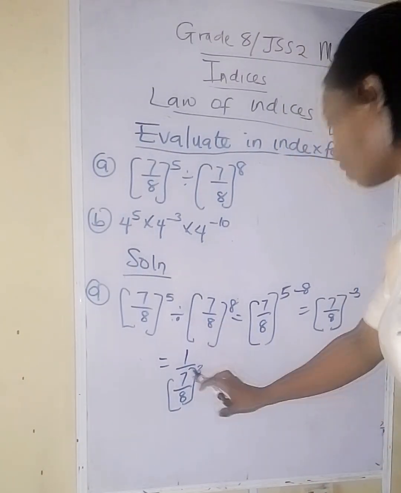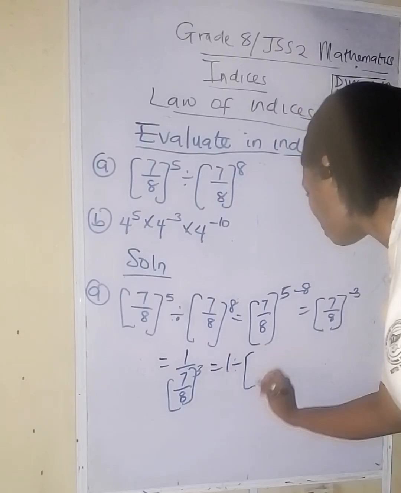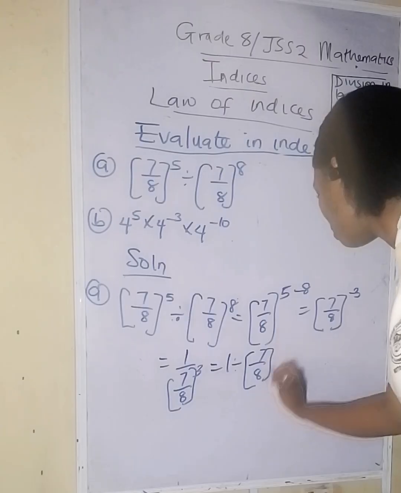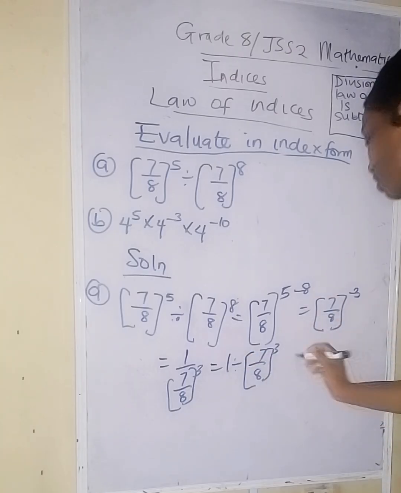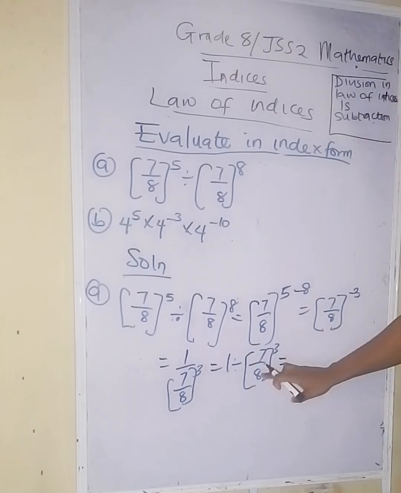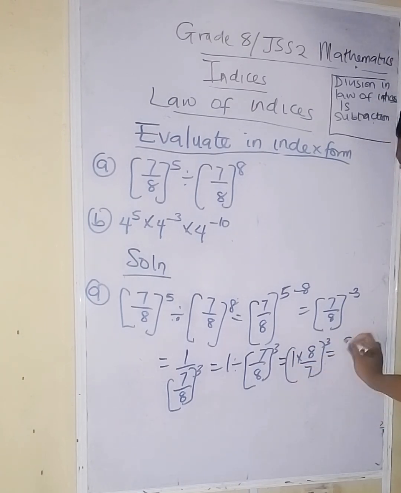So now we'll still continue, alright? So that will be 1 divided by 7 over 8 raised to the power 3. Are you seeing it now? So it will be 1 divided by 7 over 8 raised to the power 3. So now this division will turn to multiplication. And when this division turns to multiplication, it will change this. So this will become the numerator and this will become the denominator. So that will be 1 times 8 over 7 raised to the power 3. And that gives us 8 over 7 raised to the power 3. It's as simple as that. Very simple. So now let's solve the next question.